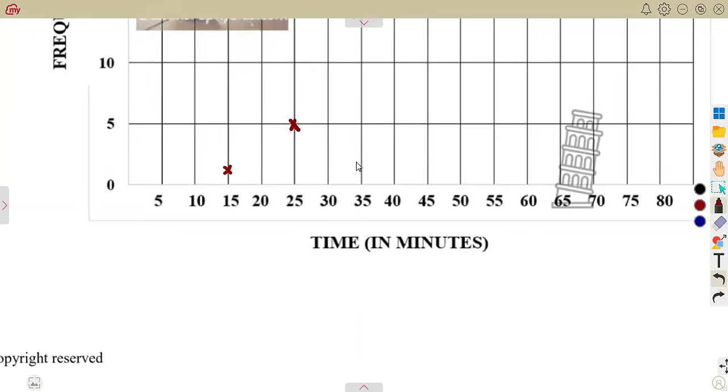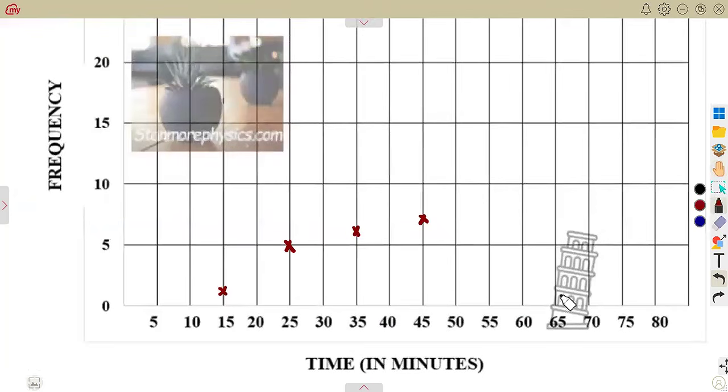The next one was 35 versus a 7. So 35 versus a 7, you just approximate. It was 45 versus 8. You just approximate maybe somewhere there. 55 was versus 18. So if you just approximate 18, 55 going up, you can just approximate somewhere there. Then it was 65 versus 20, which is here.